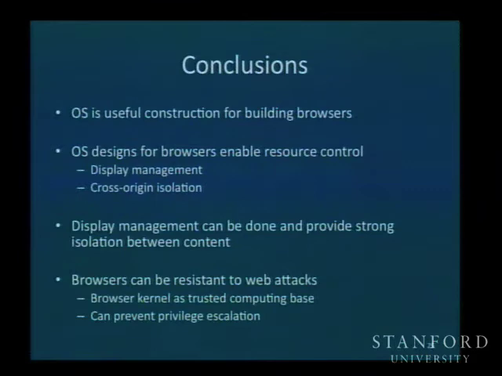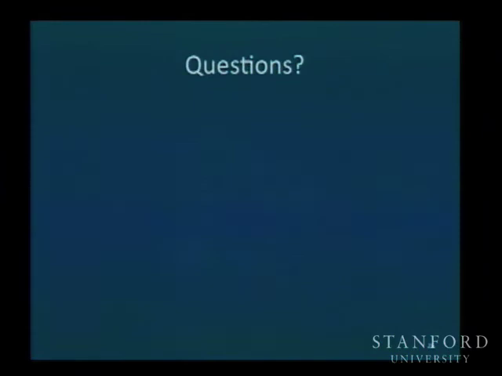Hopefully we've shown that browsers can be resistant to web attacks by containing attacks inside operating system level processes. And by providing a small trusted computing base, we hope we can be assured that our code is written correctly, and maybe use some other tools to provide stronger assurances on a small subset of the code. We hope we can prevent privilege escalation, in the form of attacks in one browser instance exploiting those of another. I think that's all I have for today, so we'll open up for questions.